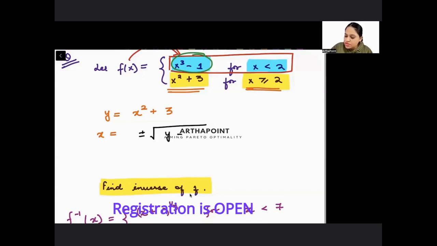We always take this. Under root means we always take plus minus values, right? X का plus minus value दोनों लेंगे. But this is defined only when x is greater than or equal to 2, right? So since this is only defined when x is greater than equal to 2, mane I cannot take negative values. I have to take positive values.